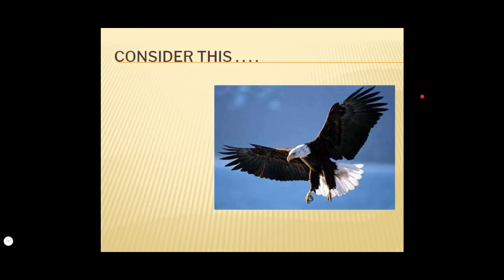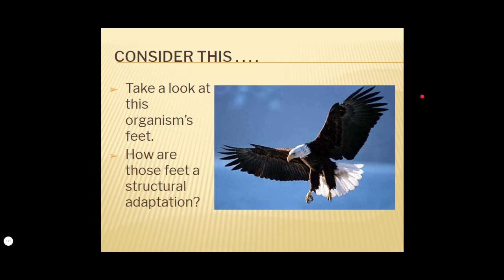All right, now let's look at this eagle. Look at this eagle's feet specifically. How are those feet a structural adaptation? Well, looking at this eagle's feet, hopefully you notice that it has very large talons. Those claw-like nails at the end of its feet are called talons, and they help this eagle get its food. Eagles will swoop down. A lot of times you will see videos of eagles swooping down, especially around a body of water, and grabbing a fish. Those talons help them latch onto that fish and hold on tight.